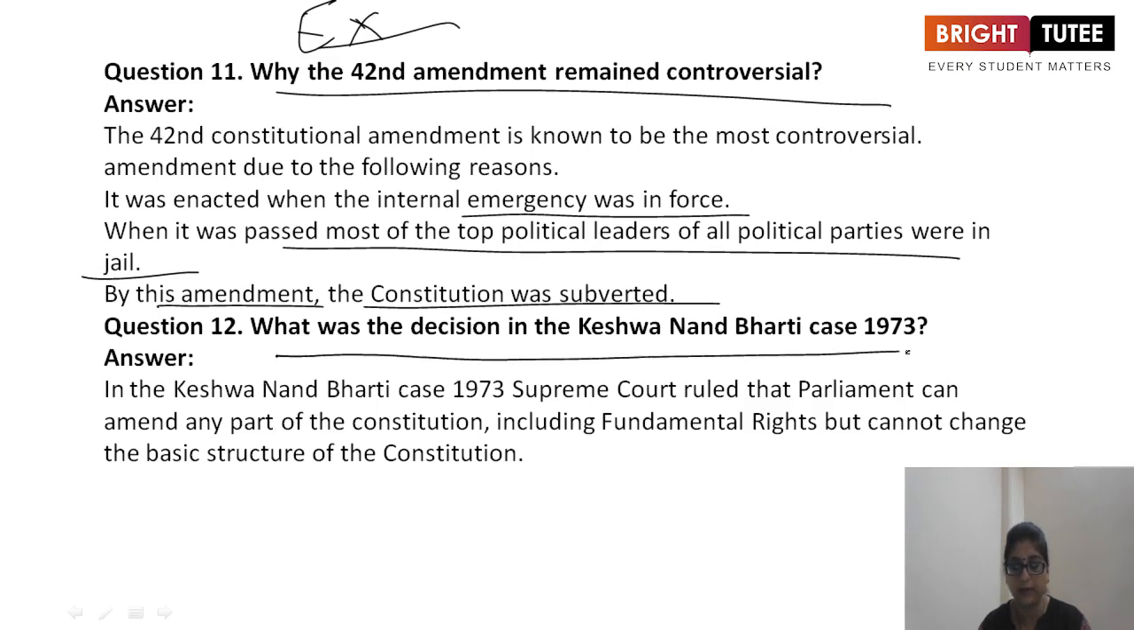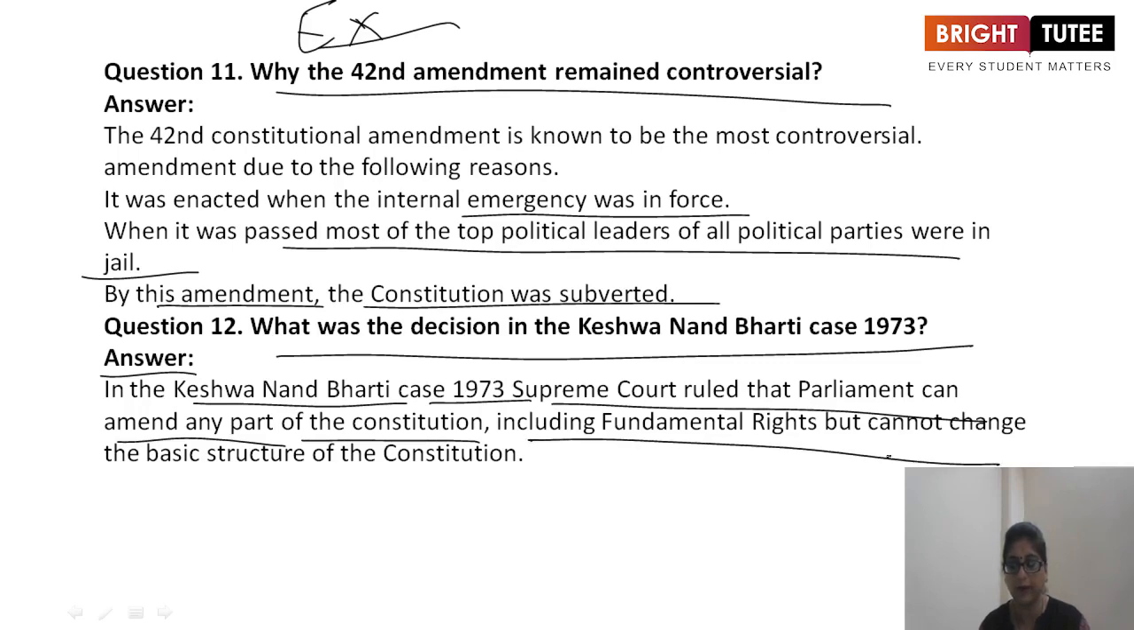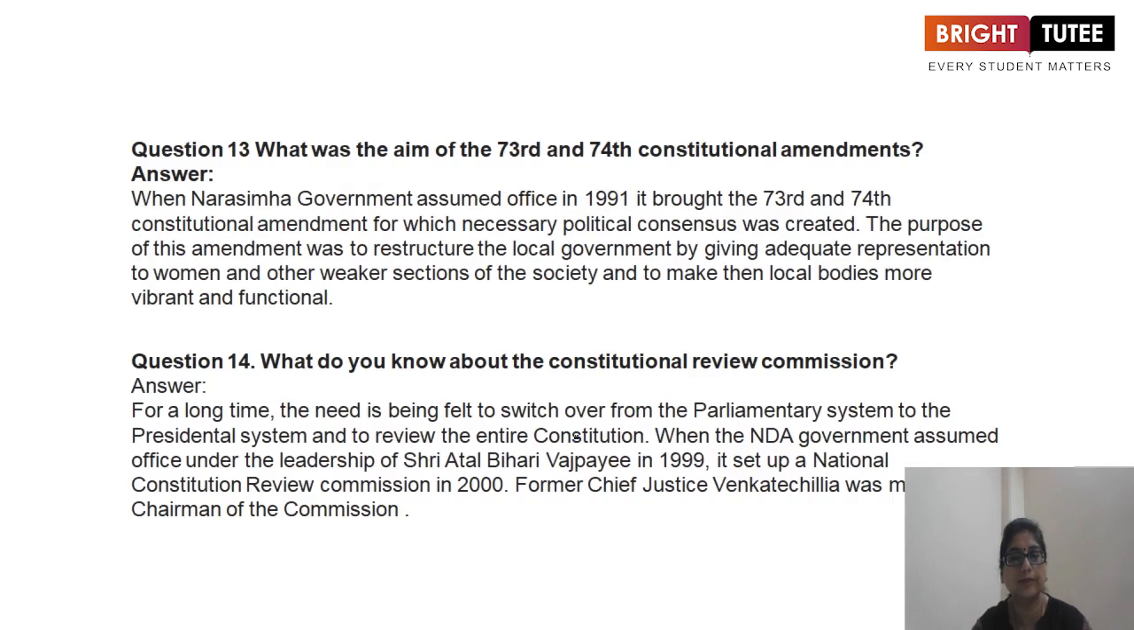And what was the decision in the Kesavananda Bharati case 1973? In the Kesavananda Bharati case 1973, the Supreme Court ruled that the Parliament can amend any part of the Constitution, including fundamental rights, but cannot change the basic structure of the Constitution.